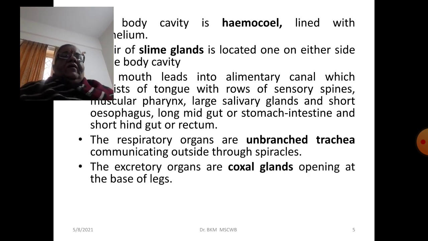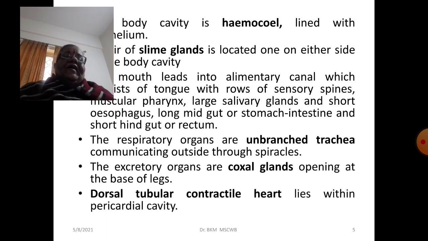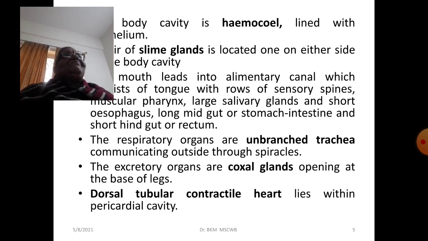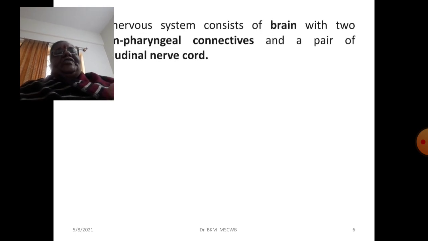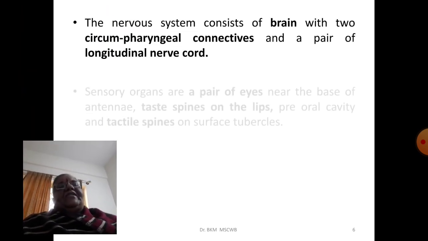Then the excretory organs are coxal glands opening at the base of legs, right? Then you find a dorsal tubular contractile heart. Dorsal tubular contractile heart being present in the pericardial cavity, right? Then these are all the unique features of Peripatus.